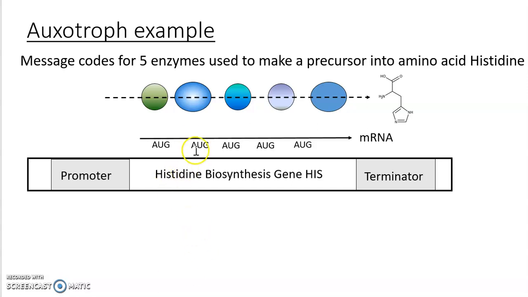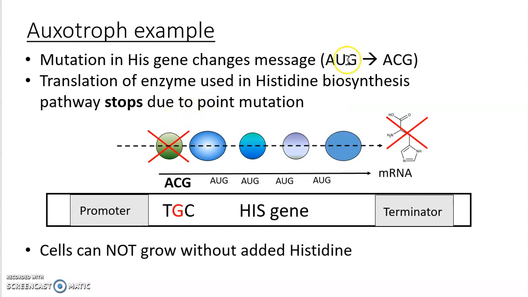Well, imagine what if a mutation occurred that disrupted this AUG right there. And now you've got a change where that AUG has changed the codon to an ACG. So just a simple point mutation occurred right there at the equivalent location where your start codon is in your gene. Well, if you think about this, now you're no longer going to be making this first enzyme in the pathway. So even if you have the precursor right there, you're not going to be able to turn it into the first product that is used by the second enzyme, which means your cells are no longer going to survive unless you supplement them with histidine.